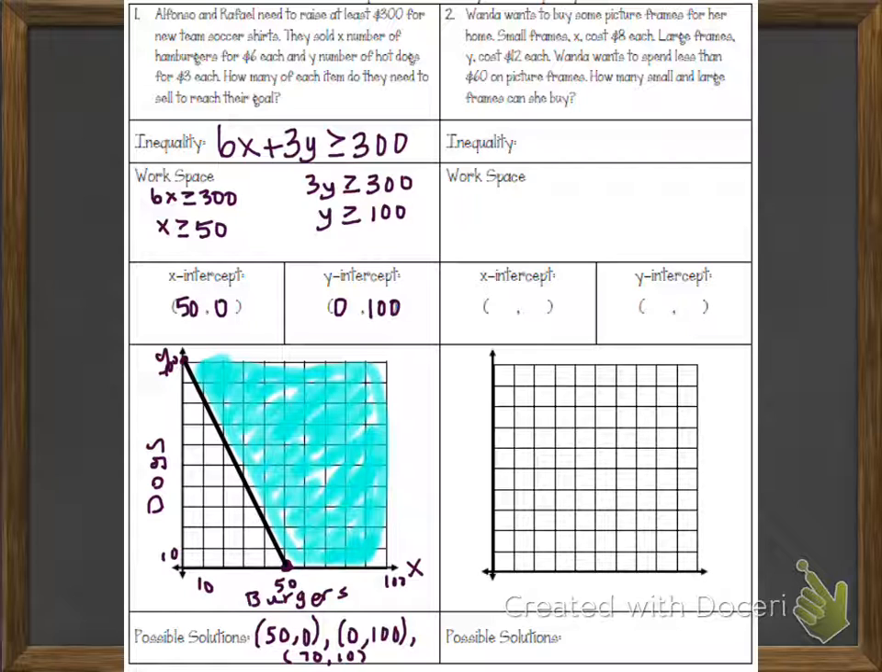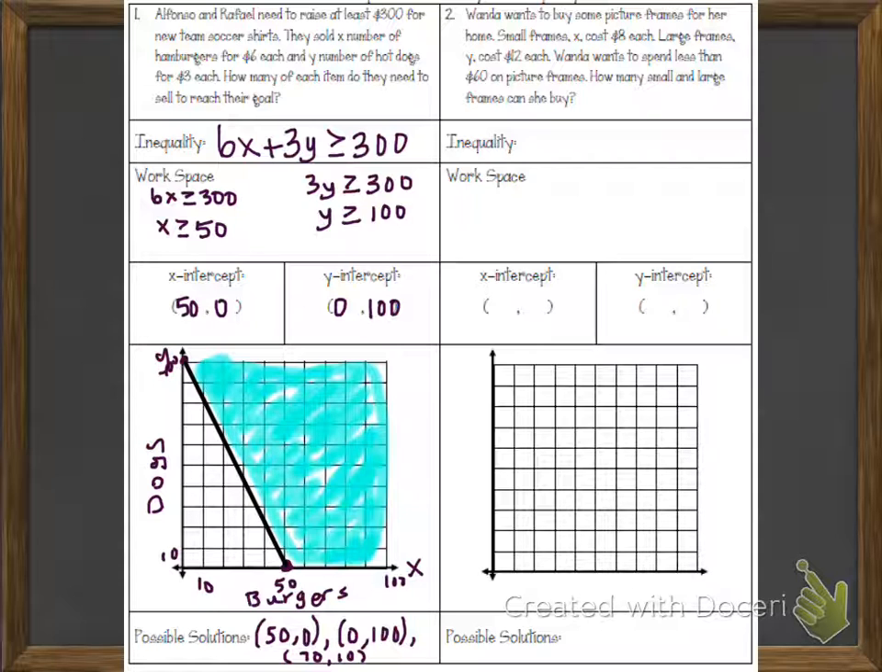We go ahead and we connect those intercepts. I'm using a solid line because I can be greater than or equal to 300, which means the points on the line would also make the inequality true. I want to earn at least $300, so I have to be greater than 300, and so that's why I'm shading above the line.